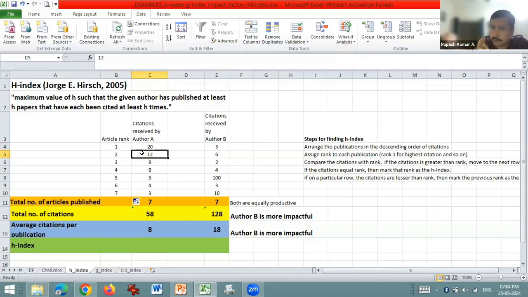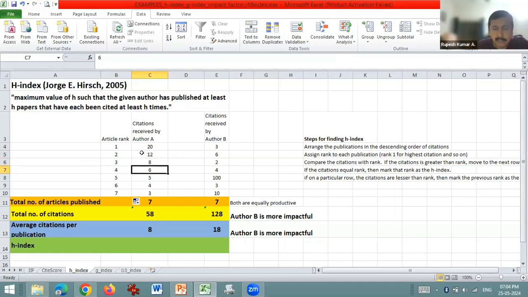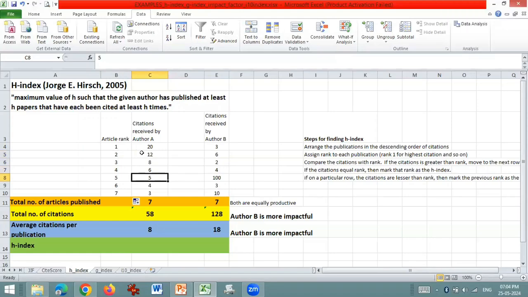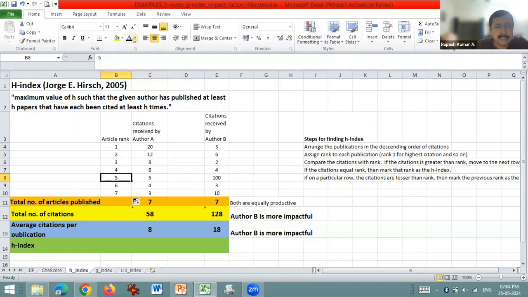Is 12 greater than 2? Yes, sir. Is 8 greater than 3? Yes, sir. Is 6 greater than 4? Yes, sir. Is 5 greater than 5? Equal. So we're getting an equal number here. Now mark that article rank, not the citation. Mark that article rank, and that is the H index of this particular author. So the H index of author A is 5.